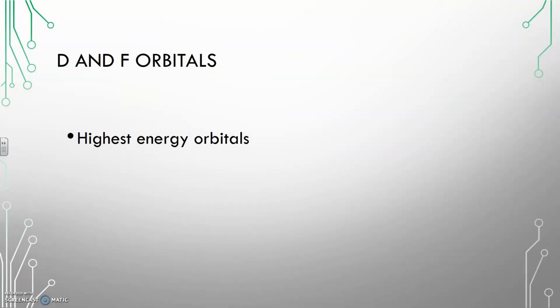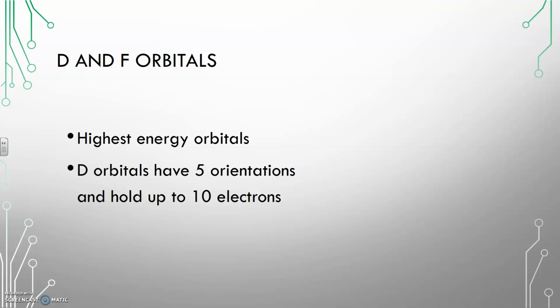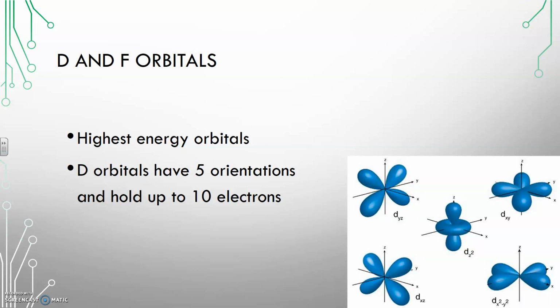Alright, so now we step up to the d and the f orbitals. These have the highest energy. D orbitals have 5 different orientations and can hold up to 10 electrons. You'll notice this is where it gets real funky. The first 4 orientations aren't necessarily all that strange, but once you get to the 5th one, you have kind of a dumbbell shape and then a ring around the middle. Again, all of this is based on probability of finding an electron in a specific region.